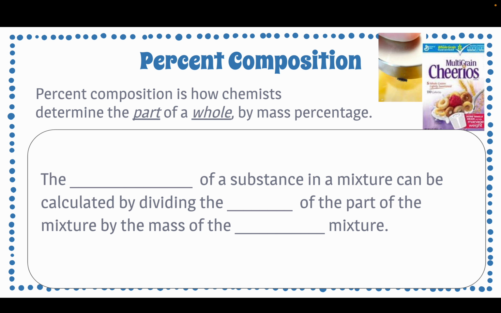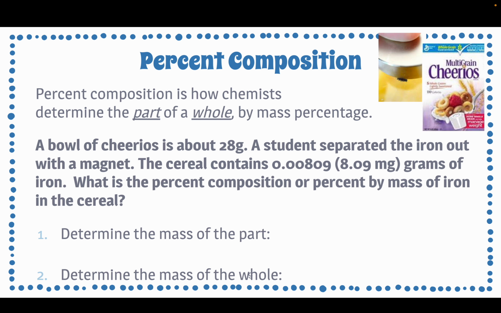In order to calculate our percent composition, we go ahead and do a mathematical formula. So the percent composition is how chemists determine the part that's in a whole mixture. And we do that by mass percentage. So the percent composition of a substance in a mixture can be calculated by dividing the mass of the part of the mixture by the mass of the whole mixture. For example, let's look at a problem here. You can add these problems to your notes, or you can just follow along.